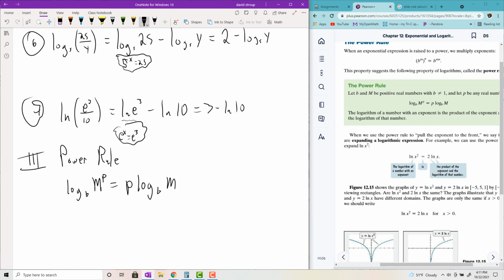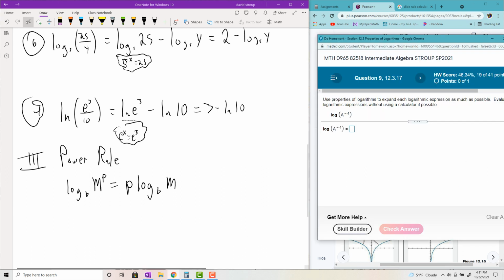All right, so let's look at some of those problems. I guess this is number 9. Be a little careful with your logs to write those parentheses in there, because in this problem the a to the negative 4 is all inside the log, but that would be different than log of a all raised to the negative 4. So the power rule does not apply to this instance.